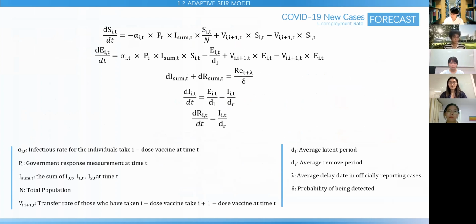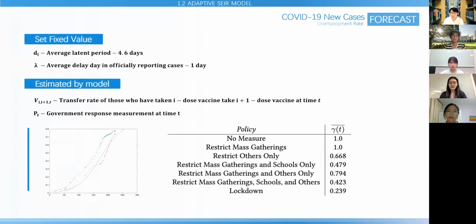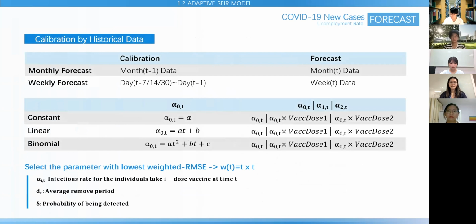Then the question comes to how to estimate the parameters inside. For some parameters, we set a fixed point referred to the existing research. For vaccination transfer rates, we apply a logistic model to do the forecast and fix the missing points. For government response measurement, we refer to the predictive values given by the Delphi model. It retrieves the normalized government response measurement by constructing a regression tree. For the remaining parameters, we use historical data to calibrate their values. We select the data showing the smallest modified weighted RMSE in historical performance.